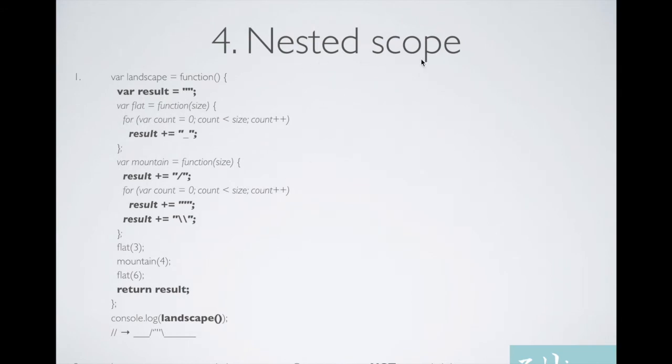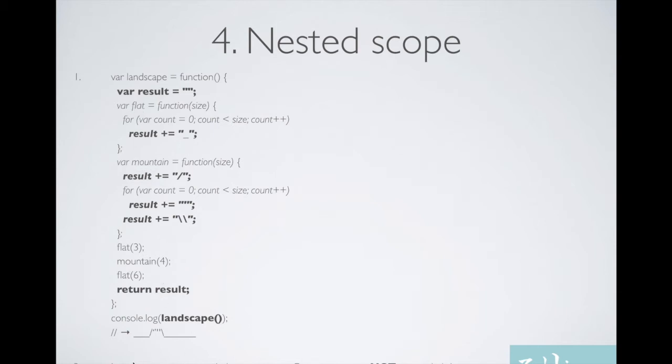Okay, nested scope. That means you can have functions within functions. So here is an example. We have a function called landscape, and within this function we have functions called flat and mountain. These two functions are within landscape, and these two functions can access the variable of the outer function landscape. Right here you can see they are manipulating the result, the variable of result, which is created in landscape rather than the function flat or the function mountain.